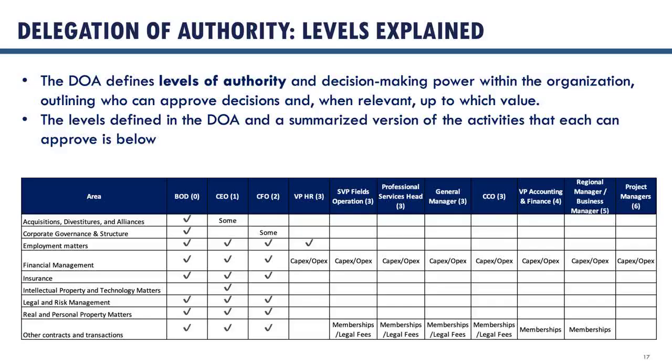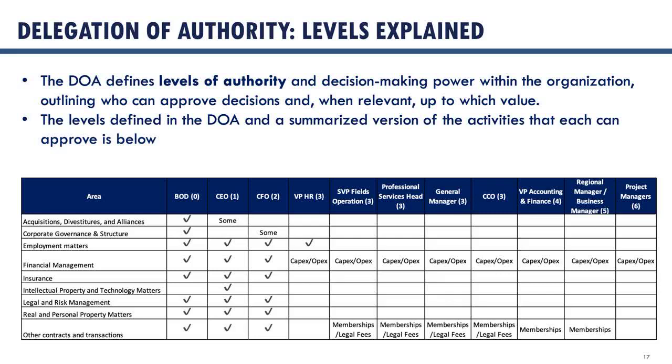Until now, we have covered the key elements of the key controls matrix. In this last part of this training, we will cover the delegation of authority. As mentioned at the beginning of our training, the delegation of authority defines the levels of authority and decision-making within the organization, outlining who can approve decisions and, when relevant, up to which value.